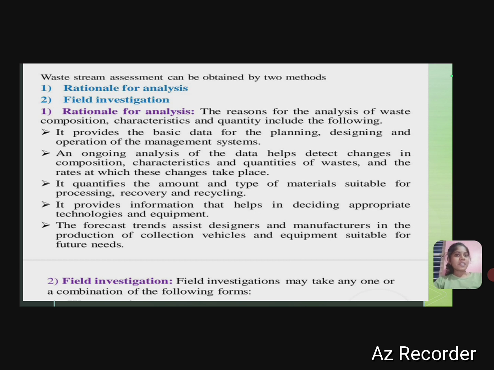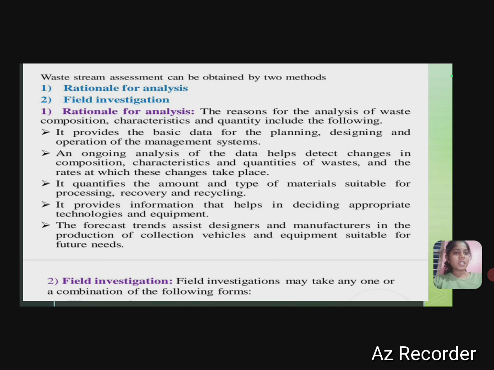It quantifies the amount and the type of material suitable for the processing, recovering and recycling. It provides the information that helps in deciding appropriate technologies, equipment, and forecast trends to assist designers and manufacturers in the production of collection vehicles and equipment suitable for the future needs. Then the second one is field investigation.